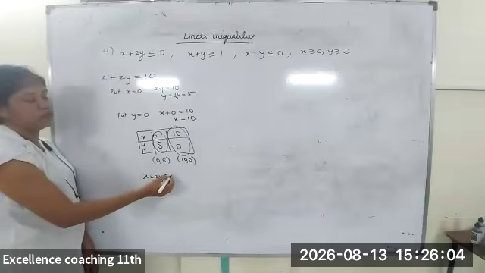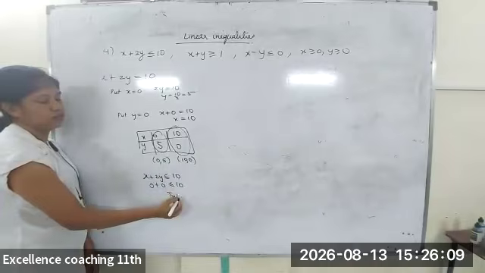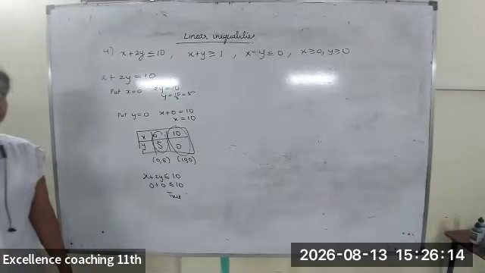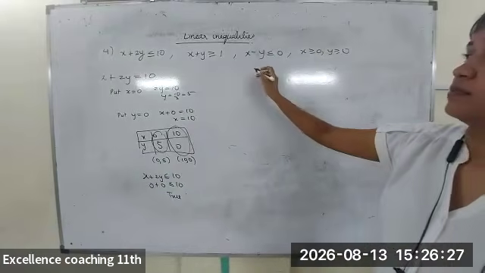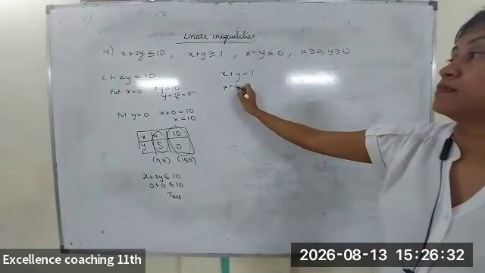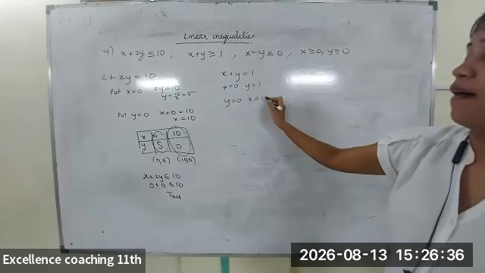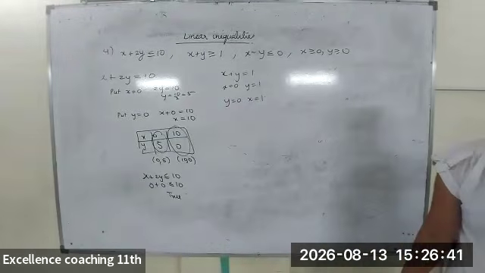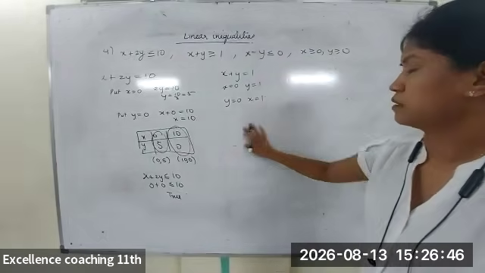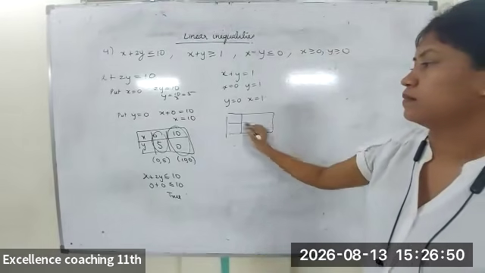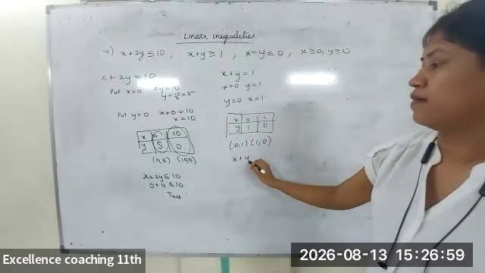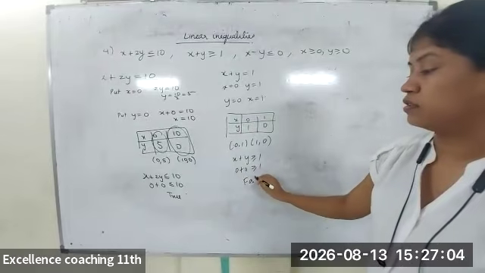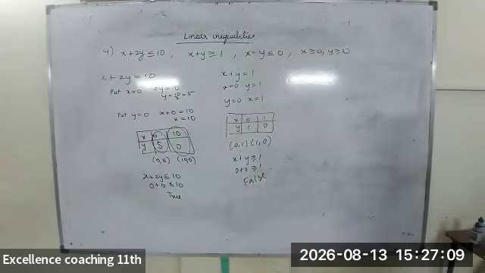Then what you have to do? Put both x and y as 0 and check whether it is true or false. 0 is less than 10, so it is true. So this is false. Now the third line.